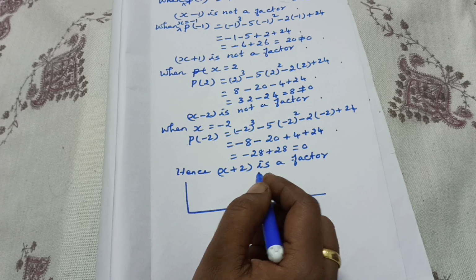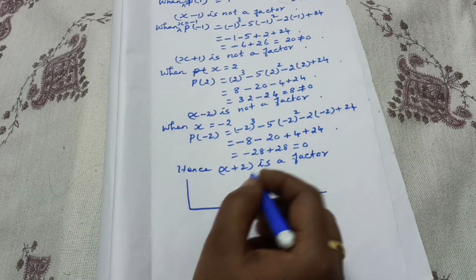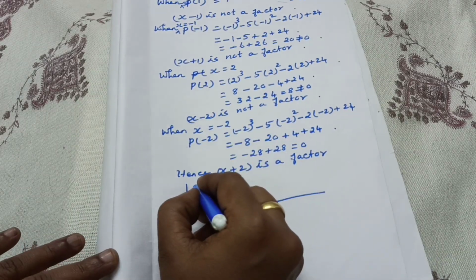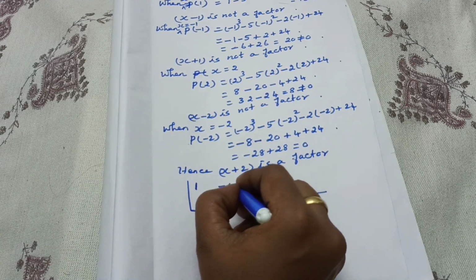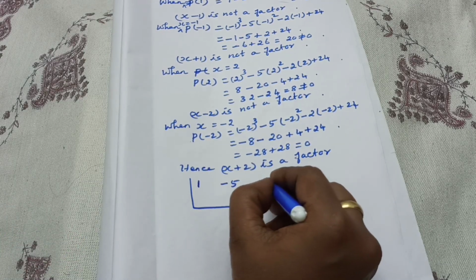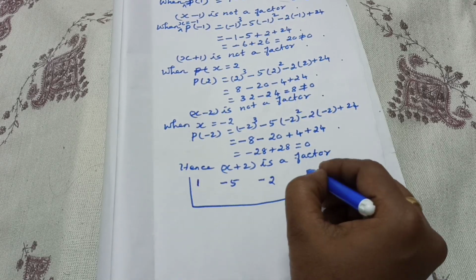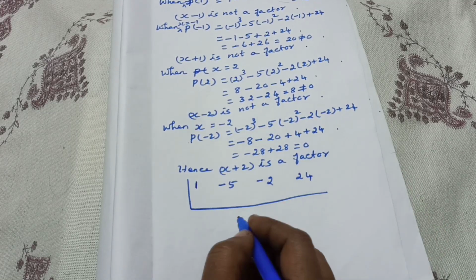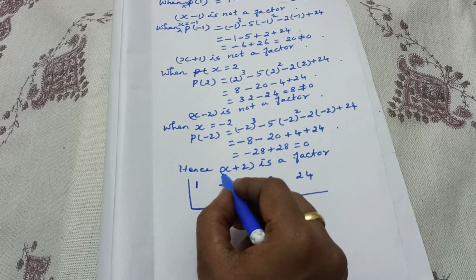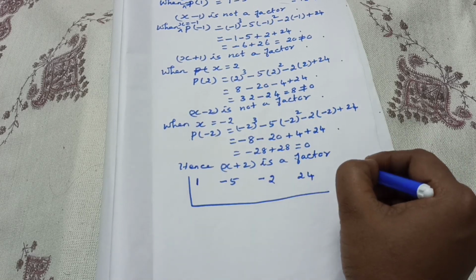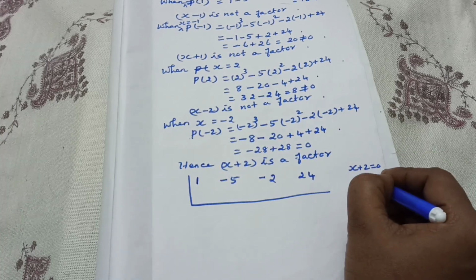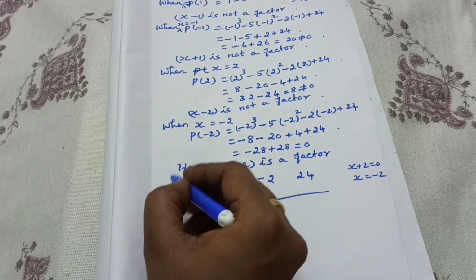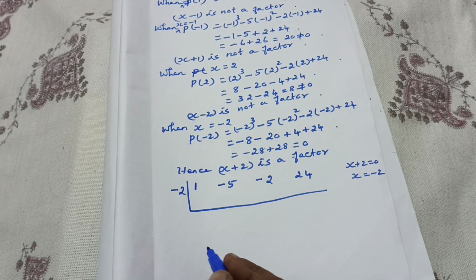Then here you should write the given polynomial coefficients. What's the coefficient? 1. Coefficient of x square is minus 5. Coefficient of x is minus 2. Then the constant is 24. Here which is the factor? X plus 2 is the factor. So the zero of the divisor you find out. Therefore, x is equal to minus 2. That minus 2 we have to write here.